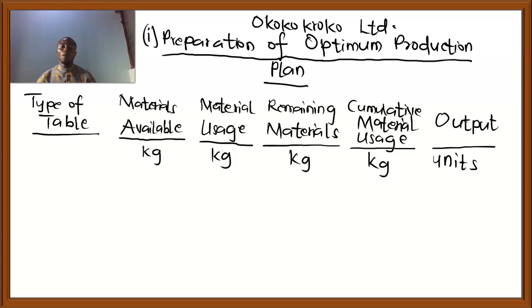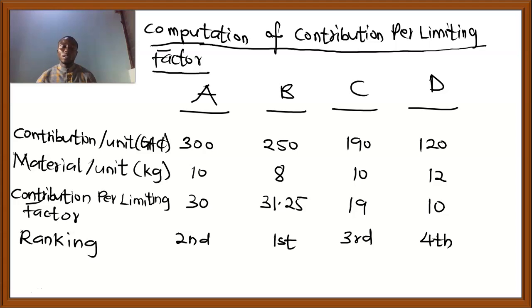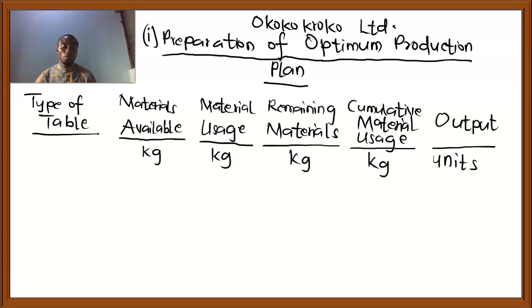We are going to prepare our optimum production plan according to the ranking or the ordering we did. So let's go back. The table with the first rank is table B. So we are going to produce table B first, followed by table A, followed by table C, and finally table D. So first rank is table B. We are told the total materials available according to the question is 59,600.